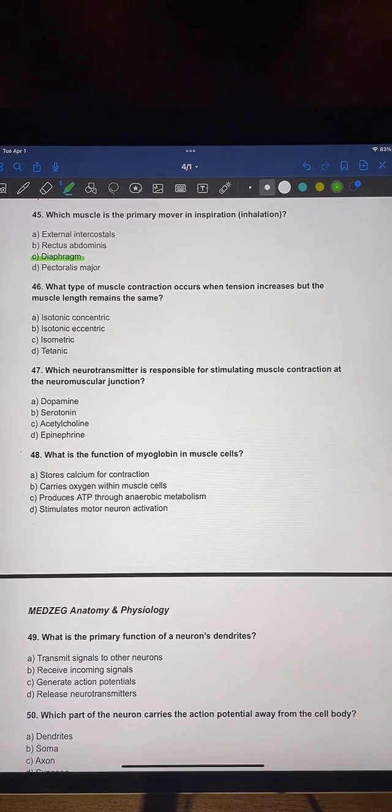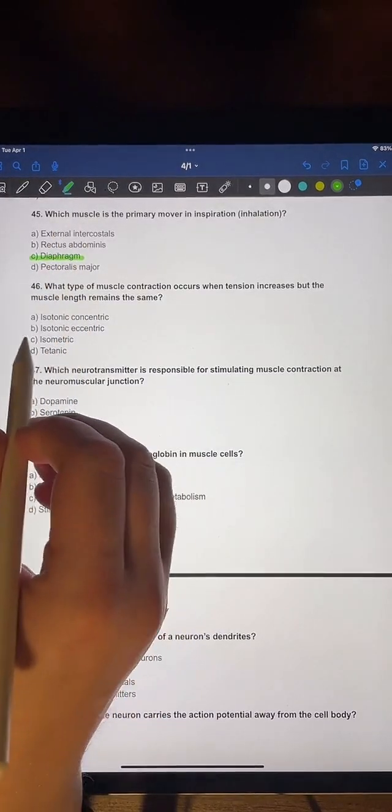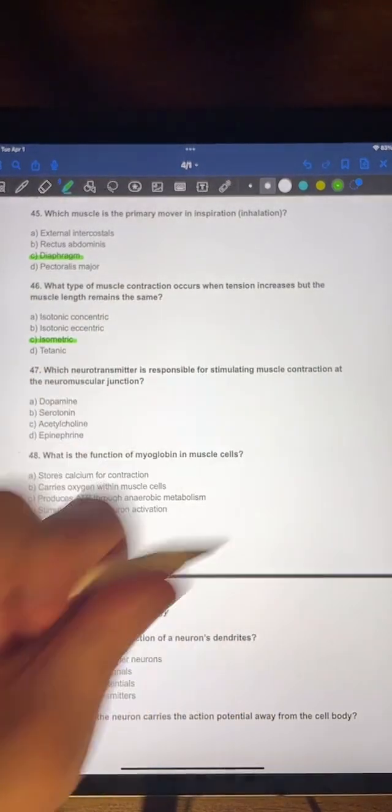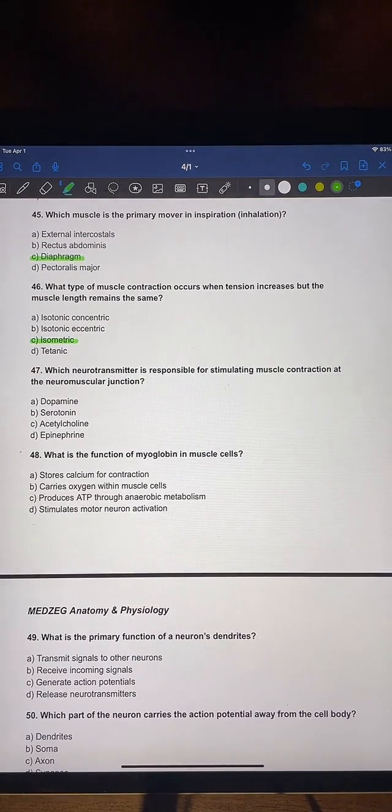But number 46 is C, isometric. An isometric contraction is where there's tension. Think about holding a plank. When you're holding a plank, you're not moving, but there's a lot of tension there. It's painful, and everyone hates planks.